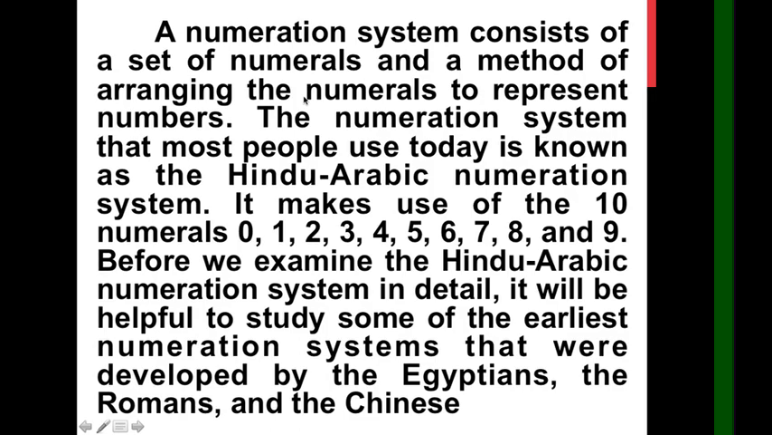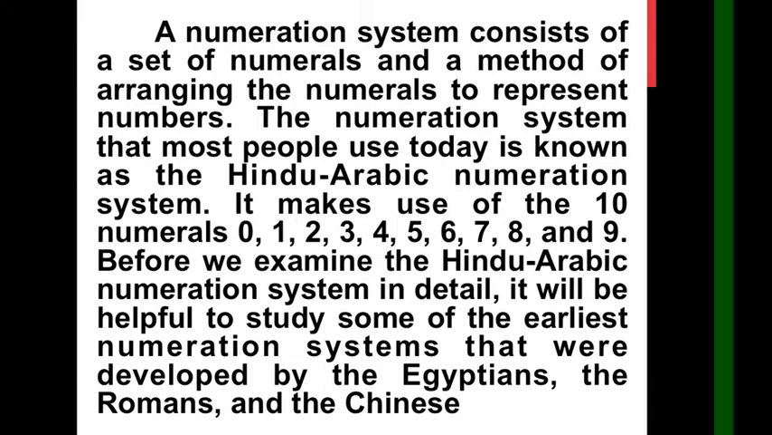A numeration system consists of a set of numerals and a method of arranging the numerals to represent numbers. The numeration system that most people use today is known as the Hindu-Arabic numeration system. So, ito yung ginagamit natin actually, yung Hindu-Arabic. Meron lang tayong 10 numbers or numerals for the Hindu-Arabic, which is 0 to 9. And then we combine this para makabuo tayo ng mga mas malalaking digits or numbers.